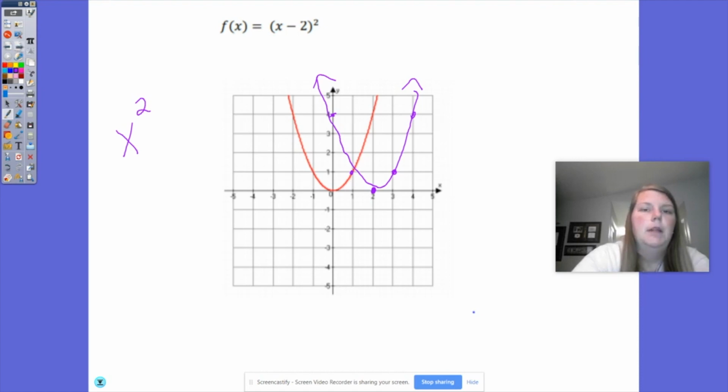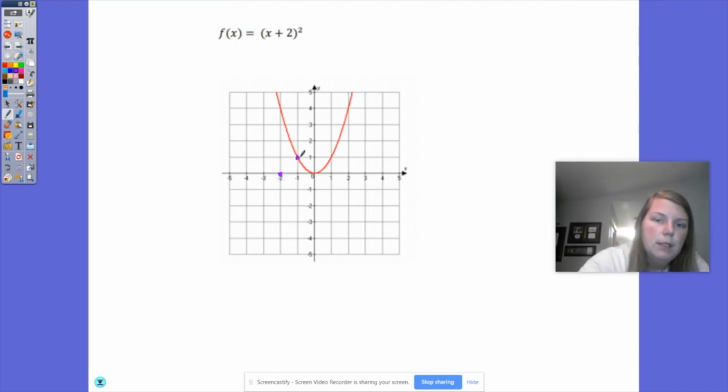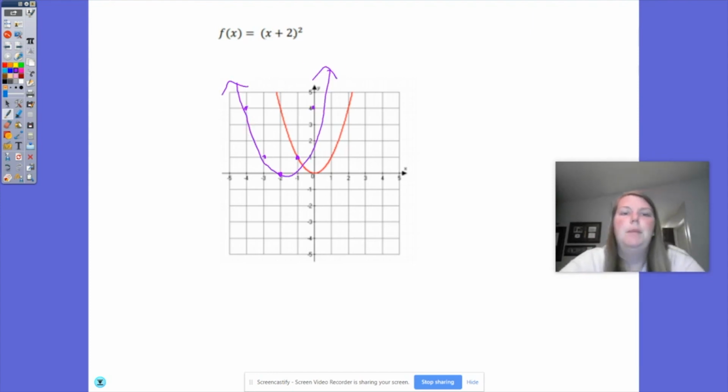Okay, let's look at another one. So this other one is x plus 2 squared. So kind of the opposite of the previous problem. So right now we have our x squared parent function drawn. And we want to take it and we want to shift all of the points to the left 2 units to make our new parabola, which is f of x equals x plus 2 squared. Again, I hope you can draw your parabola a little bit better than I can, but I'm doing my best.